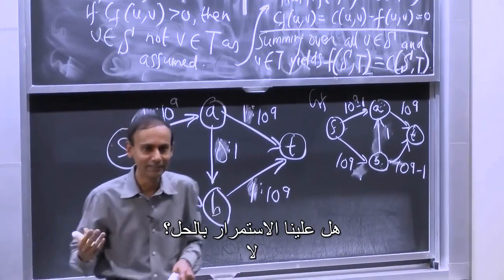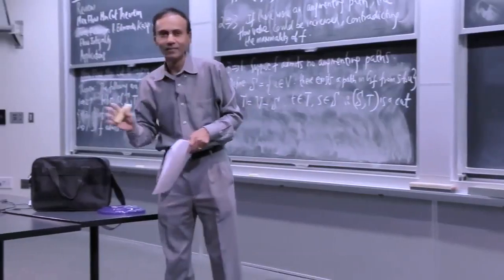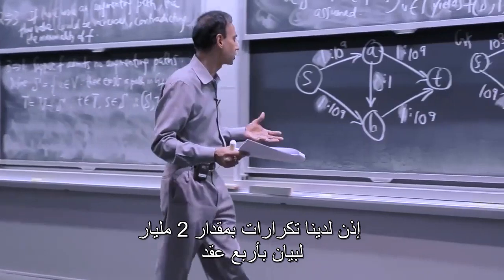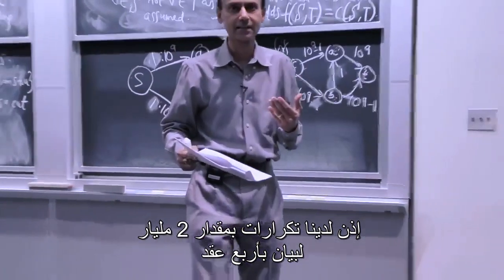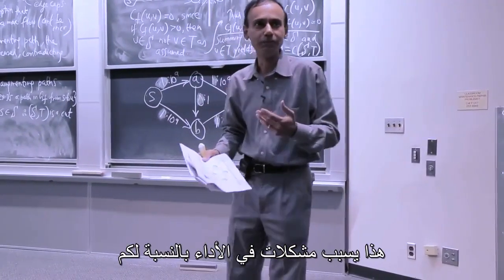Shall we keep going? No. All right, so 2 billion iterations for a graph with 4 vertices. Now that's performance for you.